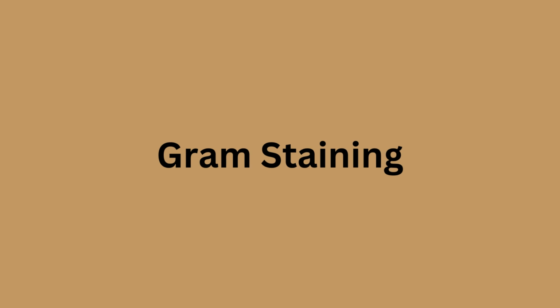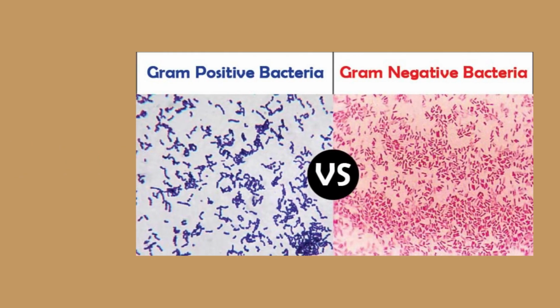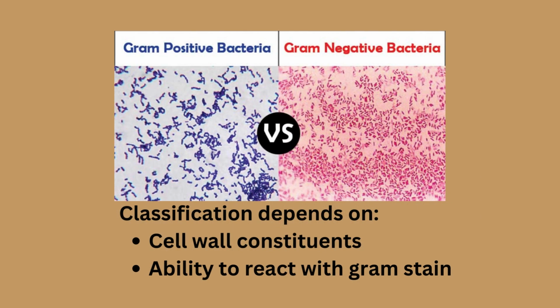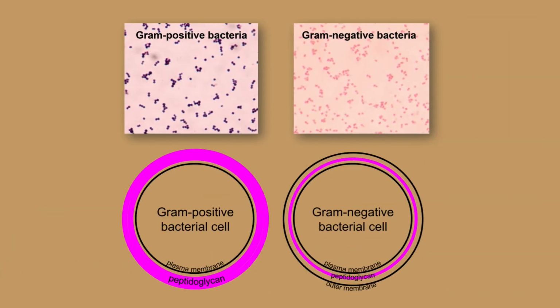Now, moving on to gram staining. In gram staining, we can classify bacteria into either gram-positive or gram-negative, and that depends on the cell wall constituents and its ability to react with the gram stain. To classify them, crystal violet dye that targets the peptidoglycan in the bacteria's cell wall turns it purple. Then, safranin dye is added to turn the remaining cells pink. Therefore, gram-positive bacteria have a thick peptidoglycan cell wall and turn purple, while gram-negative bacteria have a thin peptidoglycan cell wall and turn pink. That's about it.